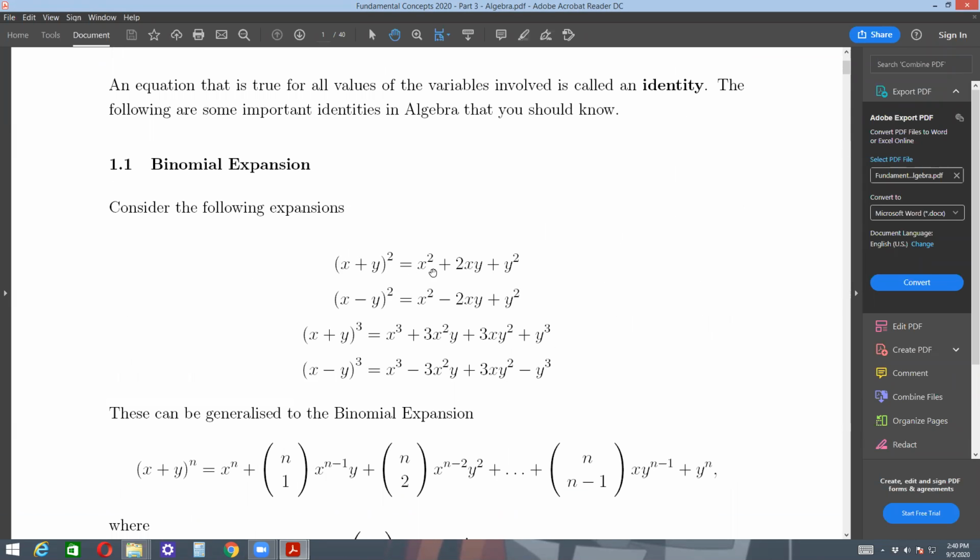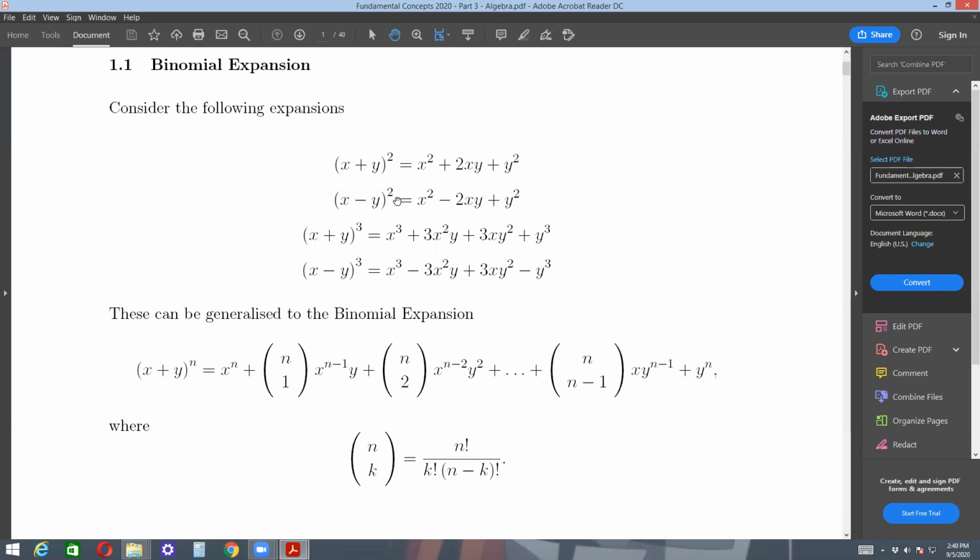So (x + y)² you can expand it like this. So if you had this, you could factorize it as (x + y)². Similarly, (x − y)², and then you can have the cubes. So (x + y)³, (x − y)³. These are the formulae here.